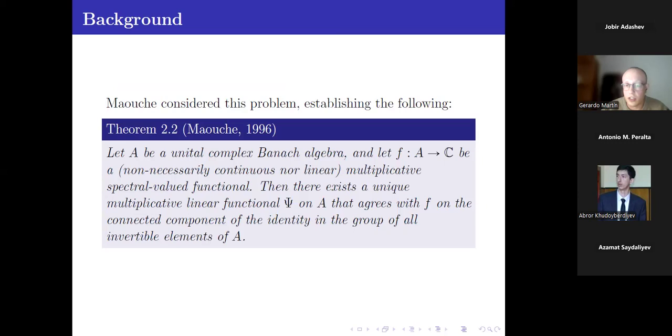And Mouche considered this problem in 1996, and he established the following result. Under the previous conditions, when we consider a map F, not necessarily continuous or linear, there exists a unique multiplicative linear functional on A that agrees with F on the connected component of the identity in the group of all invertible elements of A, what is called the principal component. And this result in particular is optimal in the sense that F doesn't need to be in general linear.